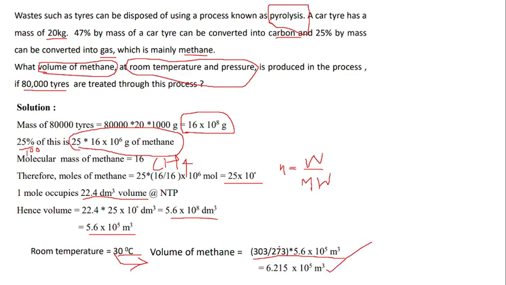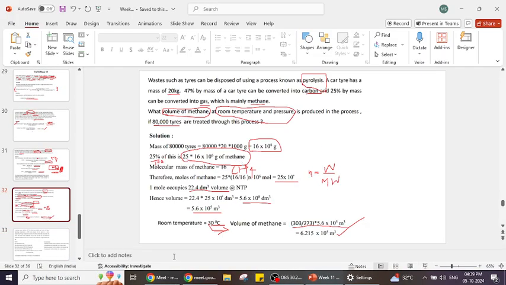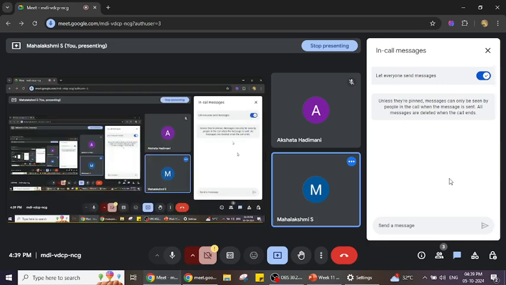Okay. So standard temperature is 273 Kelvin. For room temperature means 30 plus 273 is 303. We are finding it for room temperature. Any doubt in this question? Any doubt so far? Shall we continue? Okay.